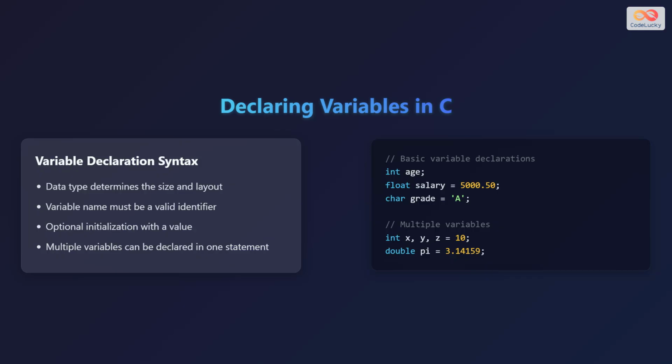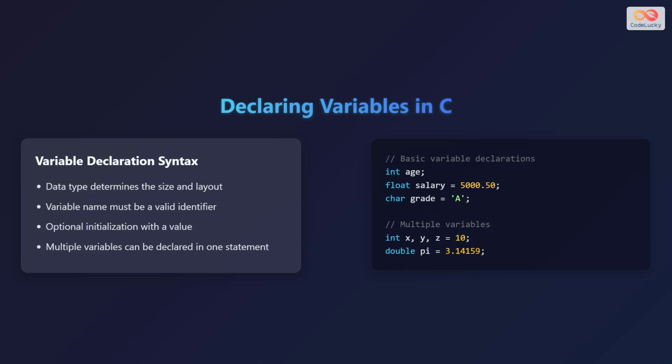Now let's delve into declaring variables in C. The syntax for declaring a variable involves specifying the data type, followed by the variable name. The data type determines the size and layout of the variable in memory, as well as the range of values it can store. The variable name must be a valid identifier, following the naming rules of C. Optionally, you can initialize a variable with a value at the time of declaration. It's also possible to declare multiple variables of the same type in a single statement by separating them with commas.